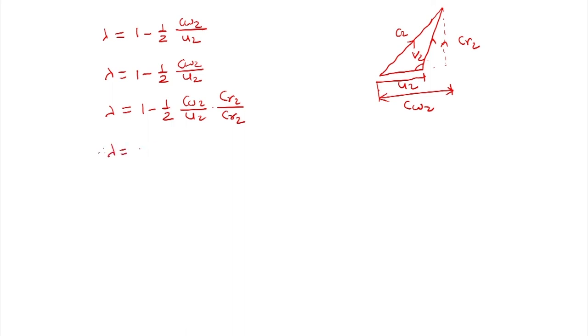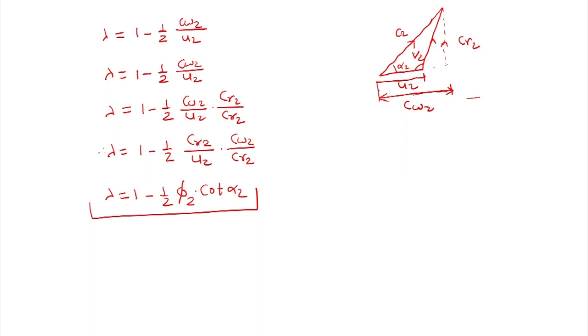So degree of reaction lambda is equal to 1 minus half. We can rearrange and get CR2 divided by U2 into CW2 divided by CR2. We have defined a flow coefficient which is CR2 upon U2, that is phi2. CW2 is this length, CR2 is vertical and this is basically alpha2. So CW2 over CR2 is equal to cot of alpha2. So this way we can find the degree of reaction for the centrifugal compressor from the velocity triangles.